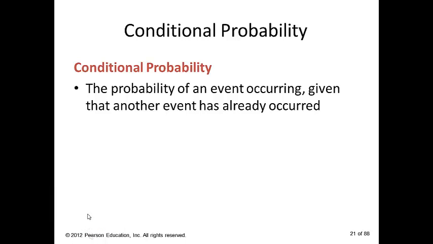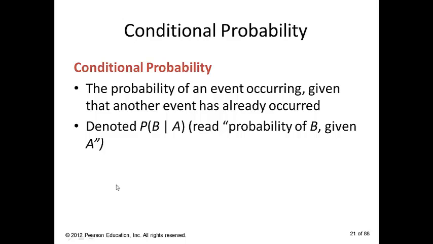Alright, so the definition, conditional probability. It is the probability of an event occurring given that another event has already occurred. It is denoted as P(B | A), meaning the probability of B, given this vertical line, which reads as "given A." So the probability of B given A.